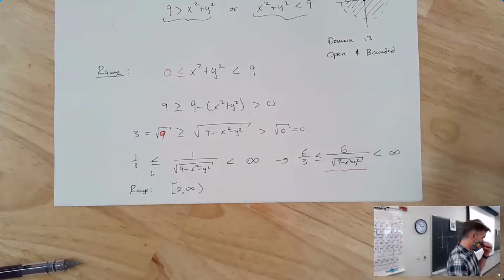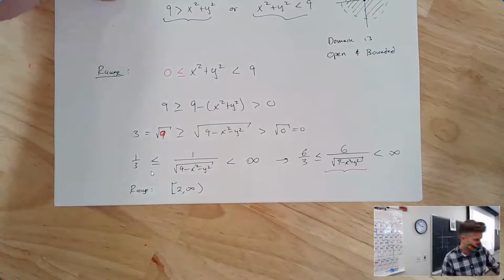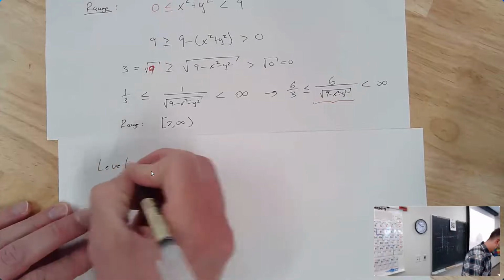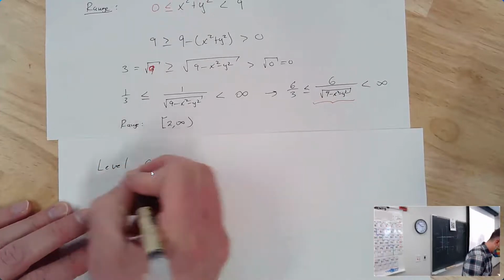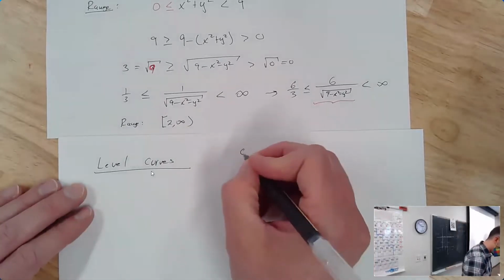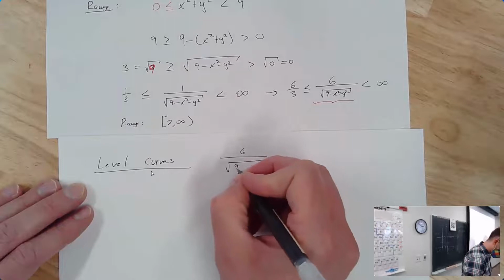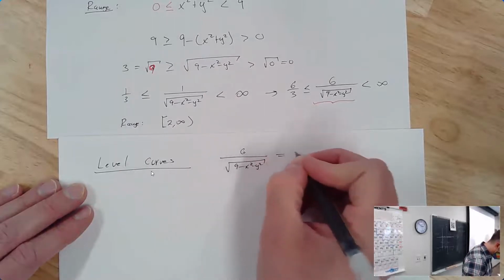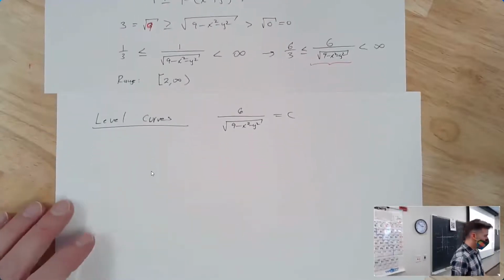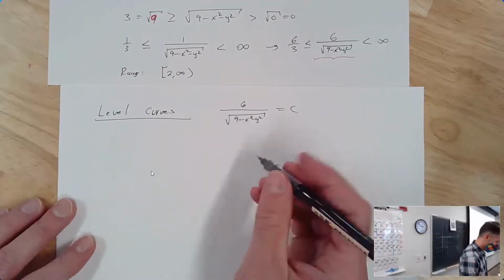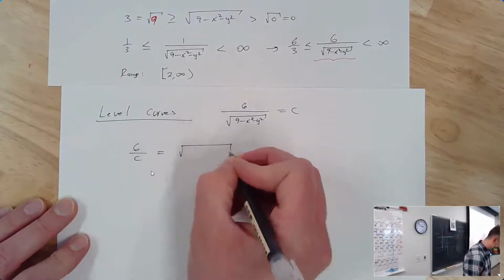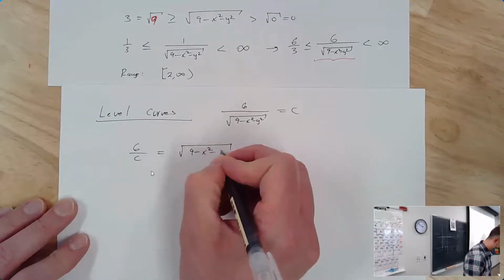What are the level curves? How do you find level curves? To find level curves or to think about the level curves, you want to set the whole thing equal to some constant. Sometimes we use C, sometimes we use Z. Let's use C. I am expecting some sort of circle. I'm going to multiply both sides by the denominator and divide both sides by C. So the 6 over C is the square root of 9 squared minus x squared minus y squared.